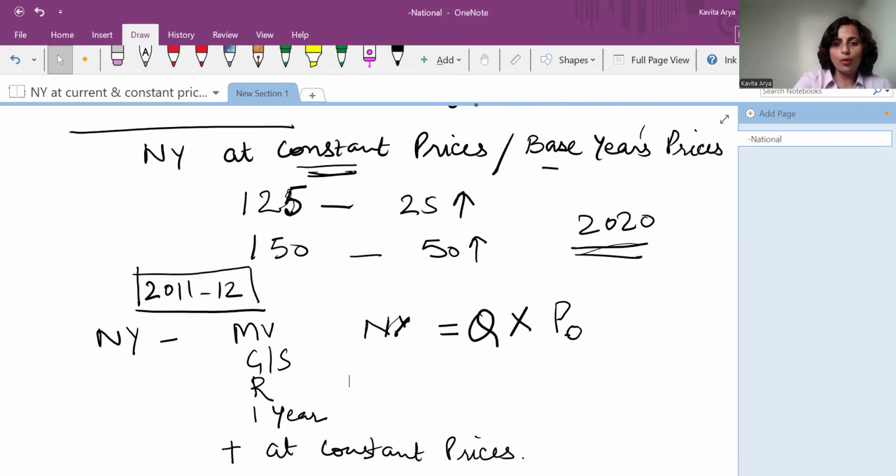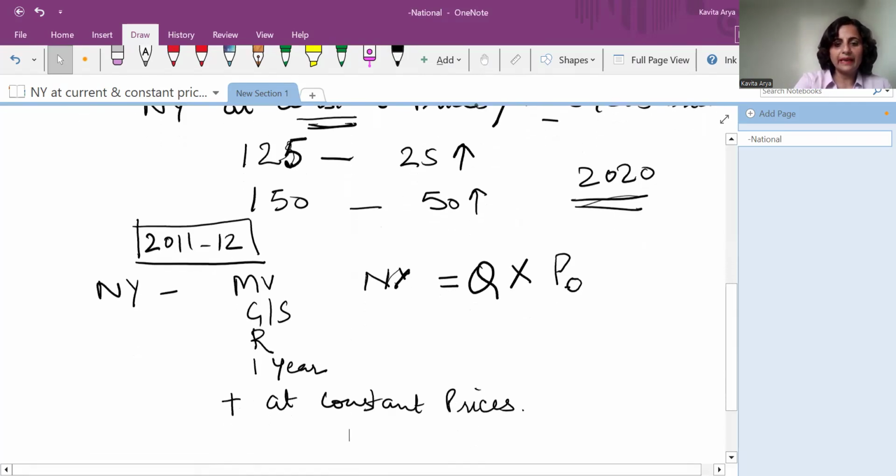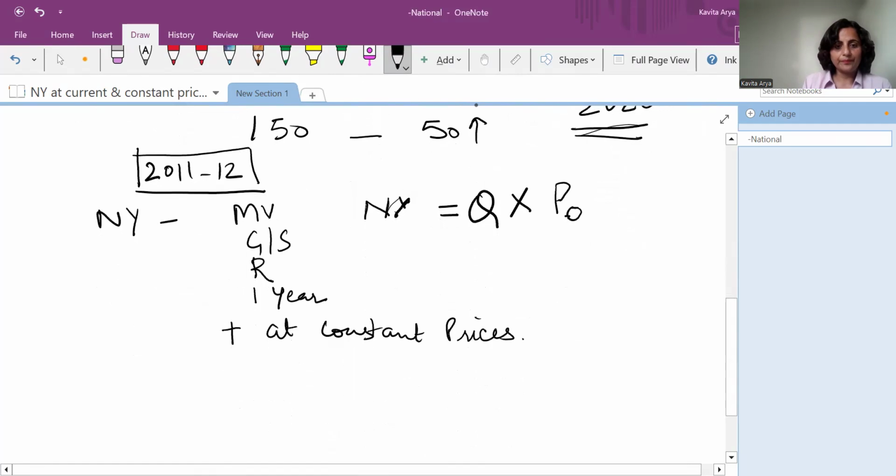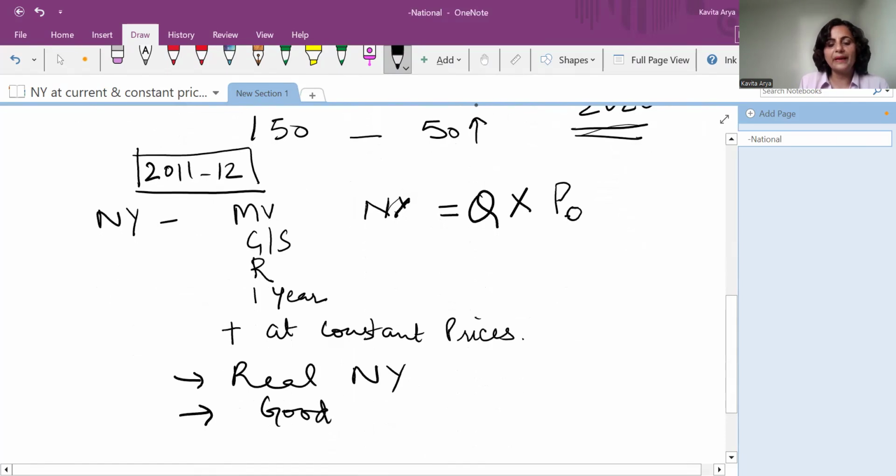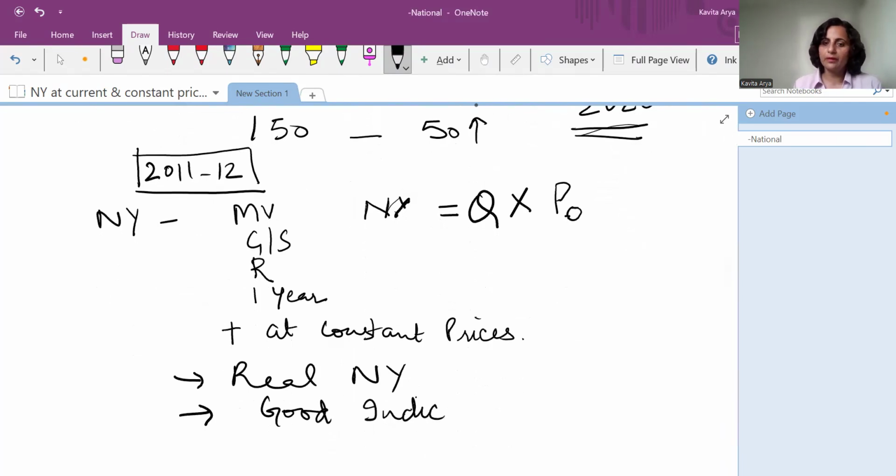This is also given an alternate name, and that is called real national income. And you must note that this is the good indicator, or a better indicator, of any economy's economic growth.